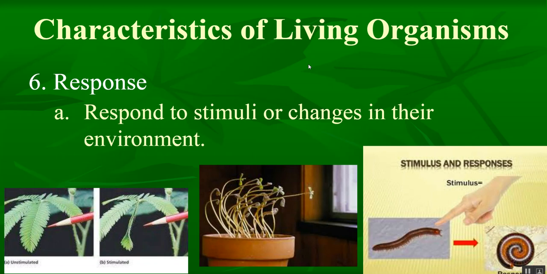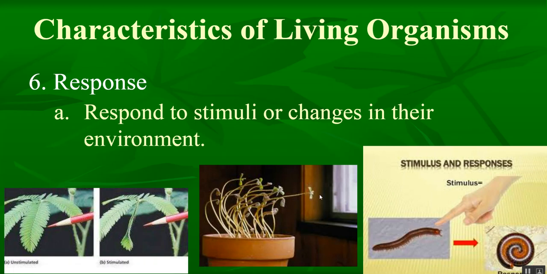Characteristic number 6 is response. So that means that the organism responds to stimuli or changes in their environment. So usually the example I give is when you step on something sharp or you touch something hot, you immediately move your hand or your foot. So plants do the same things. So some plants will actually respond to touch. So you can see when they poked it with the pencil, the leaf actually folded in on itself.